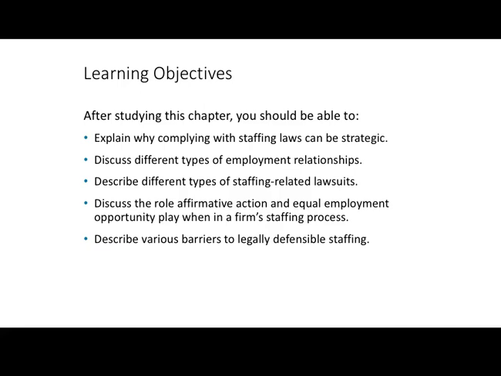So in terms of the learning objectives for this chapter, there's a handful of them, of course. Number one, to understand why complying with staffing laws can be strategic, and how complying with the law helps us to achieve our strategic objectives. We'll get into that in a little bit more detail. We can also talk about the different types of employment relationships. We've got part-time workers, full-time workers, temporary workers. We can have contractual relationships, union-based relationships, at-will relationships. There's a lot of different relationships that we need to account for, and the law applies very differently depending on that.